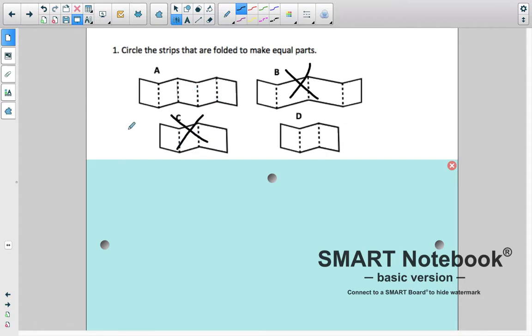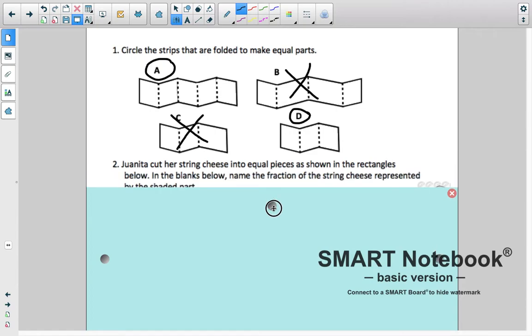Let's look at A. Do you think these pieces are equal? Do they look equal to you? Yeah, A looks equal, so I'm going to circle A. Now I'm going to look at D. Does D look equal to you? Looks pretty equal to me, so I'm going to circle D. All right, let's go on to the next part.